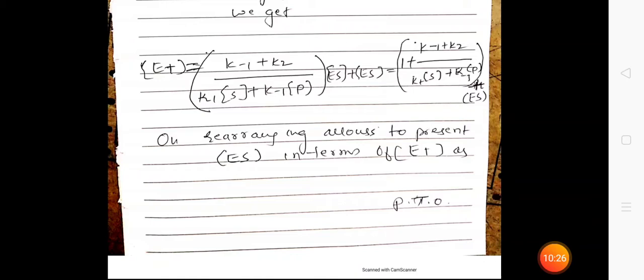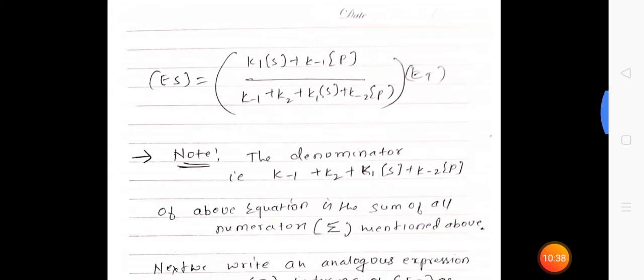So on rearranging all of this to present the enzyme substrate concentration in terms of the total enzyme concentration, we can get this equation: the enzyme substrate concentration is equal to K1 into substrate concentration plus K minus 2 into product concentration, divided by K minus 1 plus K2 plus K1 into substrate concentration plus K minus 2 into product concentration, into ET, that is the total enzyme concentration.